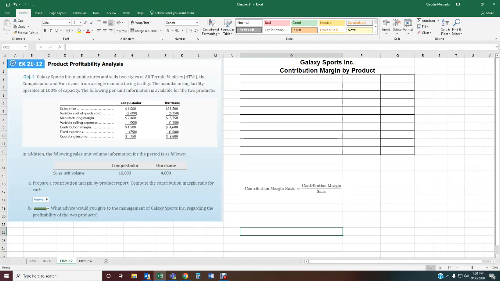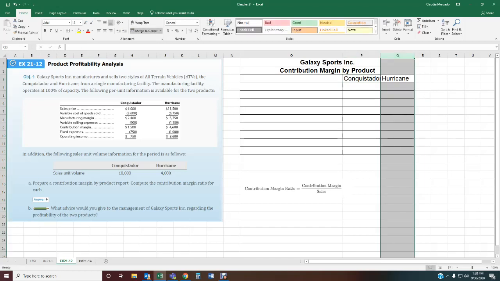In addition, the following sales unit volume information for the period is as follows. The sales unit volume is 10,000 for Conquistador, 4,000 for Hurricane. Requirement A. Prepare a contribution margin by product report. Compute the contribution margin ratio for each. So let's get started. They're asking us to prepare a contribution margin by product. So we're going to have side by side the Conquistador and the Hurricane.